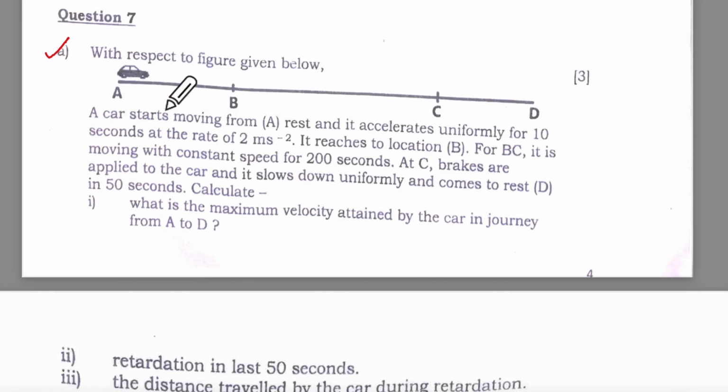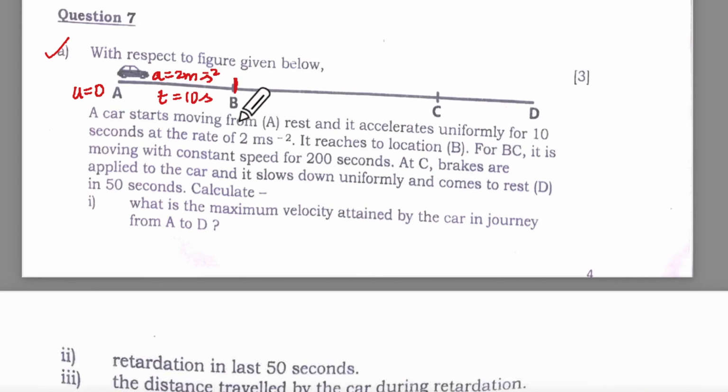Finish drawing this ABCD. Yes, ma'am. The car starts moving from rest, so here U is equal to 0. It accelerates uniformly for 10 seconds at the rate of 2 meter per second square and reaches B. So your acceleration is 2 meter per second square, and this time is 10 seconds. Then it's coming to B.